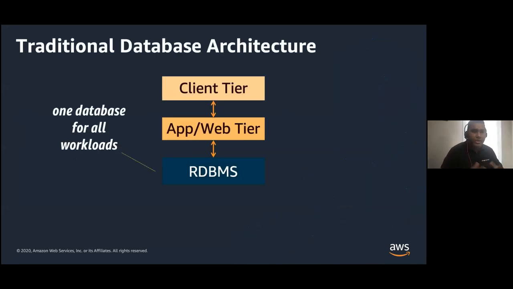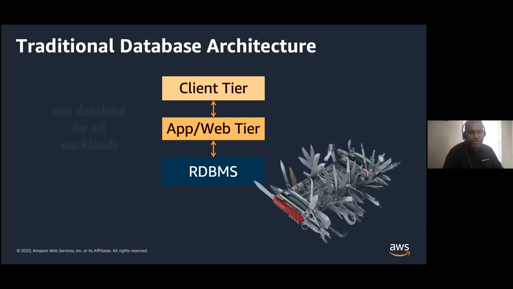So in terms of the traditional database, we have the client here, obviously. Then we have the application or the web tier, and then we have the RDBMS, which is the relational database management system. One database for all workloads, right? Whether you have a web application or you're trying to build a custom application, whether that's an e-commerce web application or a video on demand web application, doesn't matter. You only have one database for all workloads. That's what traditional database architecture used to offer.